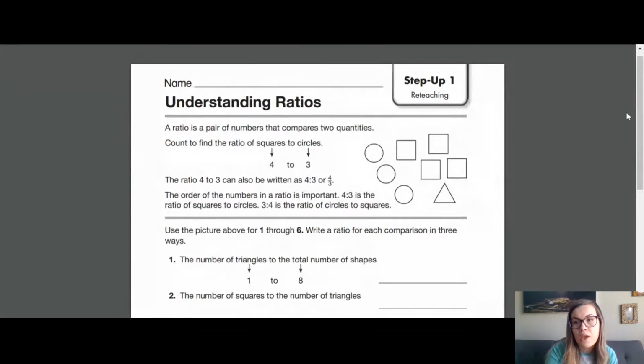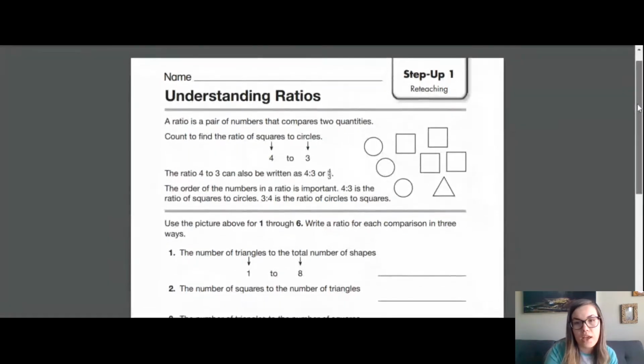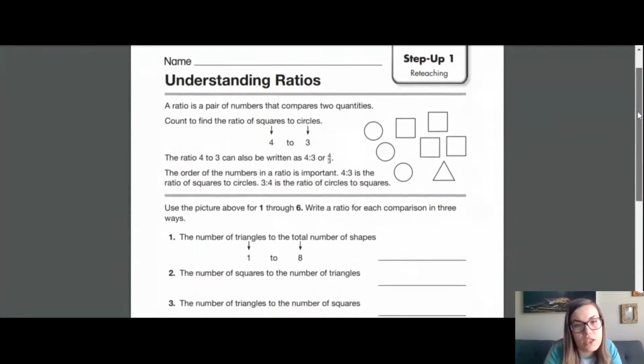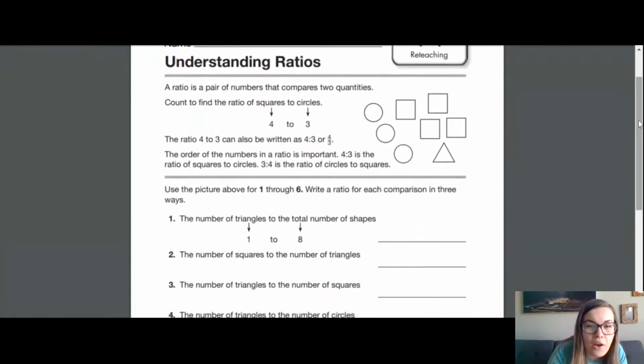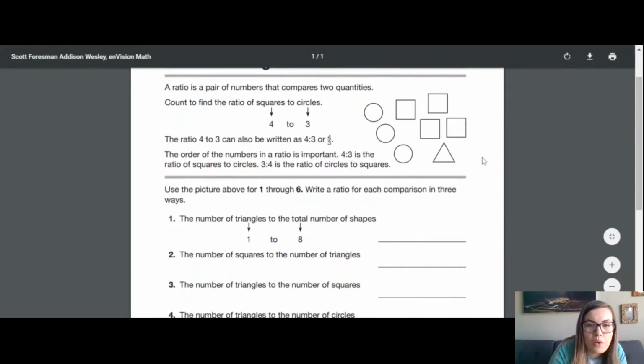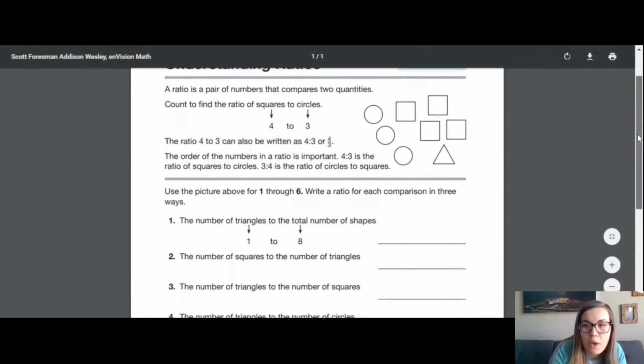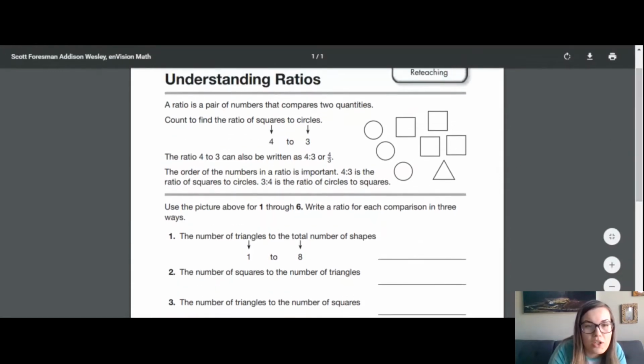So let me go ahead and share this with you. I believe it is this window. Perfect. Okay, so this is what your worksheet looks like. Step Up 1, reteaching. If you read the top, you can kind of figure it out. But the main thing I wanted to talk about was the 3 different ways you can write a ratio.